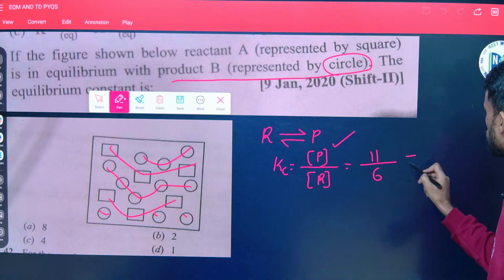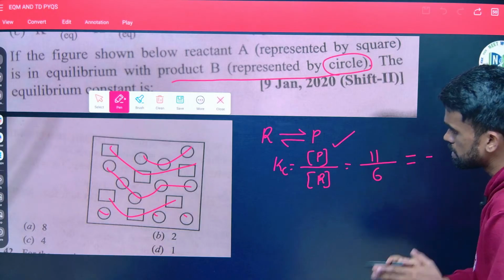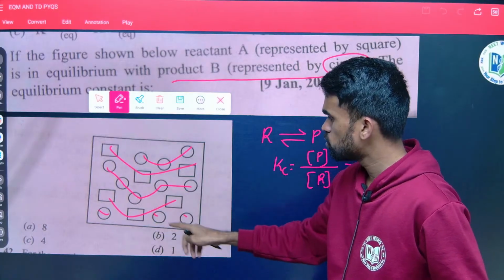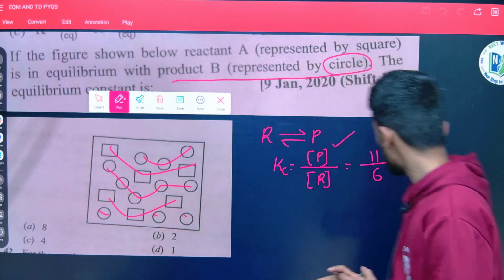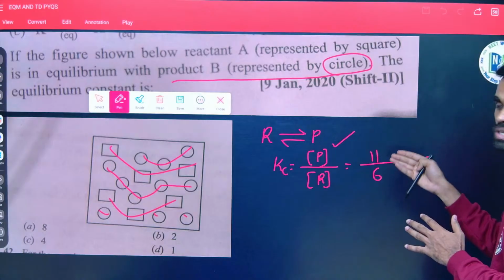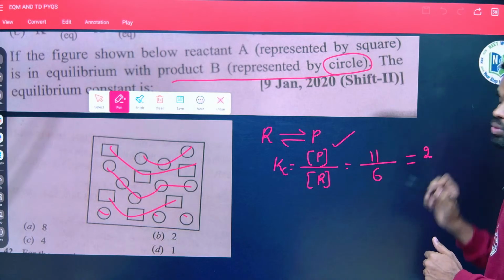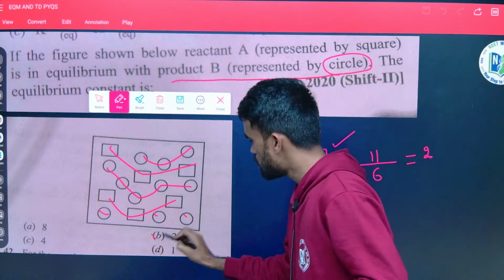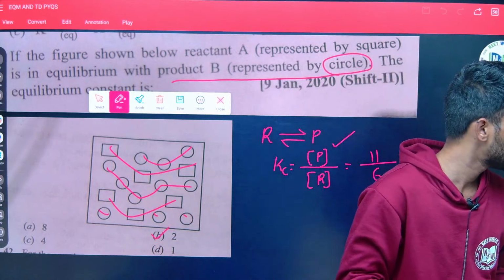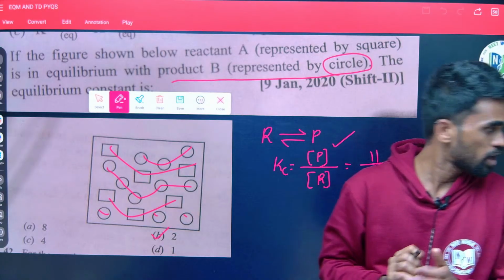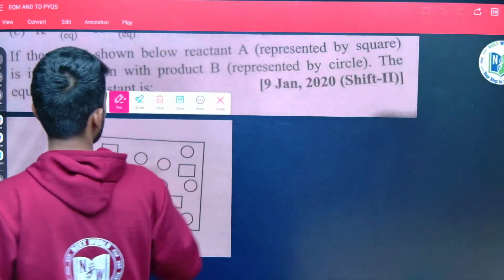Therefore, finally what will you get? The options we have are 8, 2, 4, 1. So 6 twos are 12, so the approximate answer here will be 2. Option B will be the most accurate answer out of the given four options. Hope this is also clear, right? Let us move forward with a few more questions.